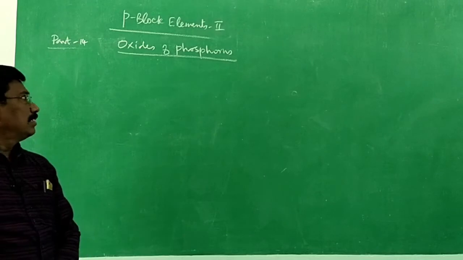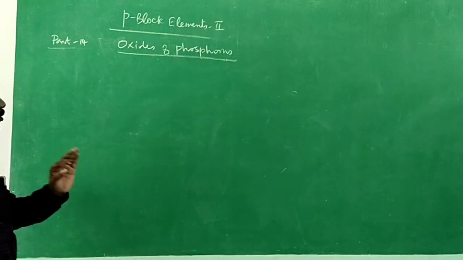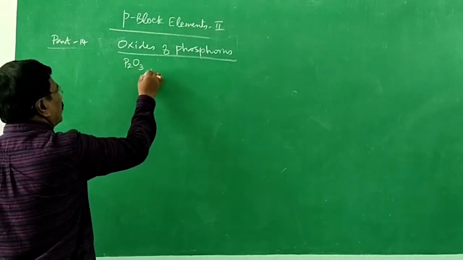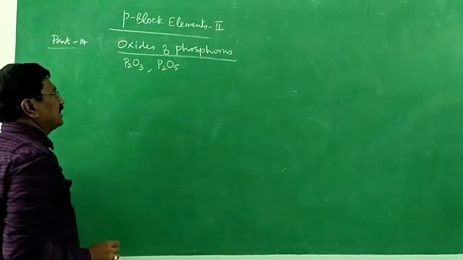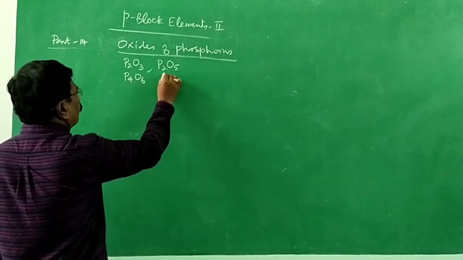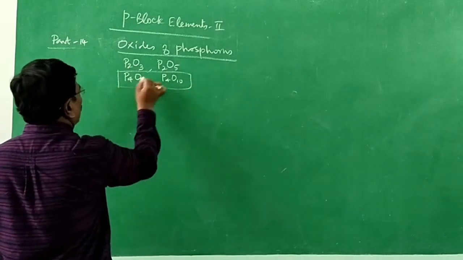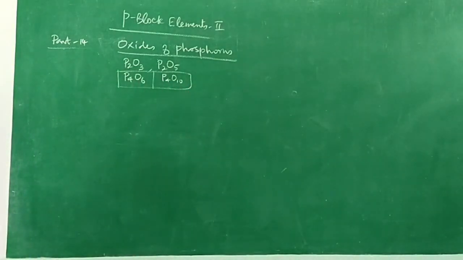Yes, dear students. Now, under oxides of phosphorus, you know, the valency of phosphorus is either 3 or 5. Therefore, phosphorus trioxide or pentoxide. But those things exist as dimer. Therefore, we used to write P4O6 and P4O10. Just the structure of these compounds, phosphorus trioxide and phosphorus pentoxide, the structure of these two we are going to see.